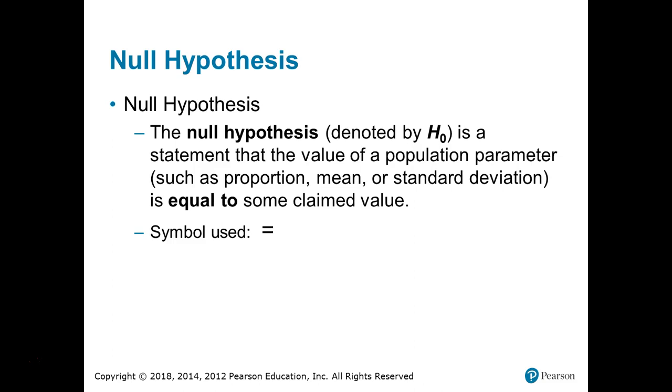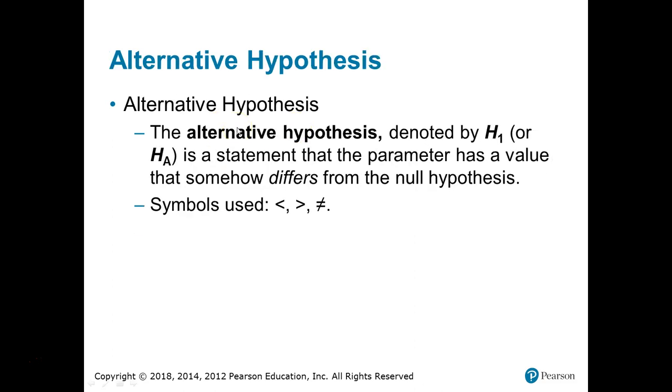So we are saying the null hypothesis is saying that whatever we're looking at is equal to that claimed value. The alternative hypothesis is the statement that is saying that the claimed value is different from the null hypothesis. So whereas the null hypothesis uses the symbol equal, the alternative hypothesis is saying less than, greater than, or not equal to. It's similar to the concept of a complement we did in Stats 1, where you're saying, okay, if something is this, the complement is the probability that it is not that.